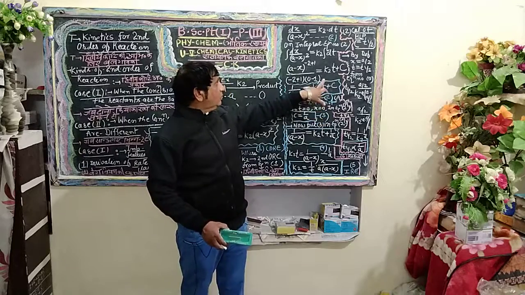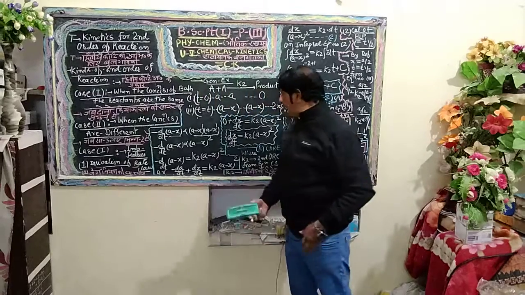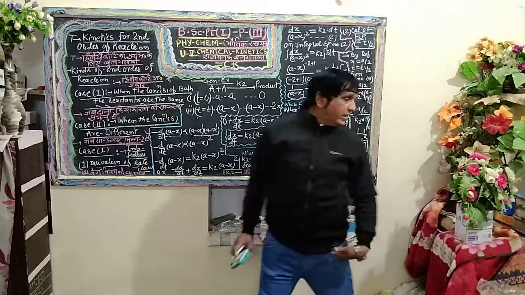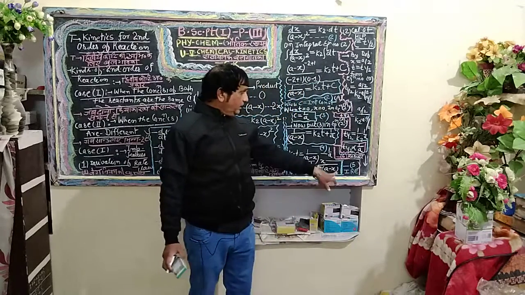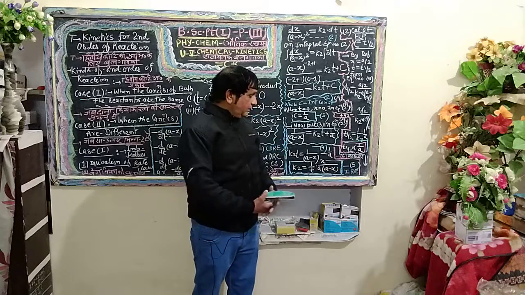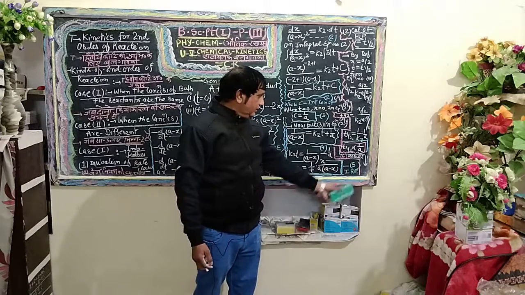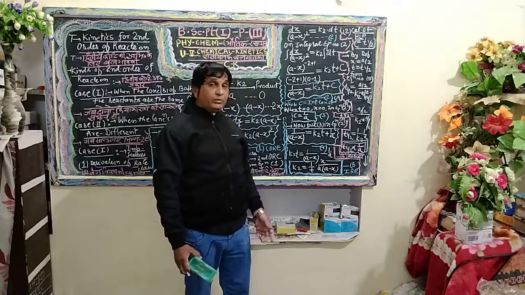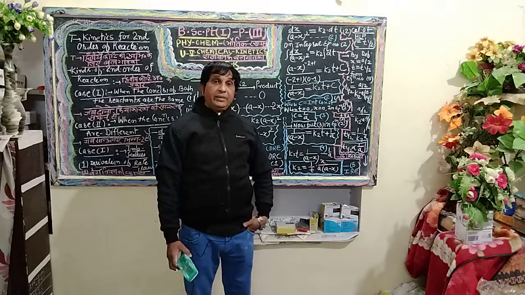Here equation number 1 is the differential rate equation, DRE. And next, as I have mentioned, the integral rate equation is equation number 5. This is the next form of rate equation I have derived here.